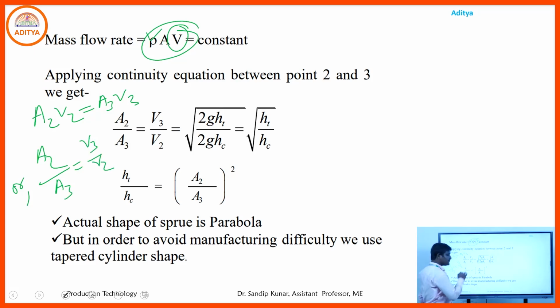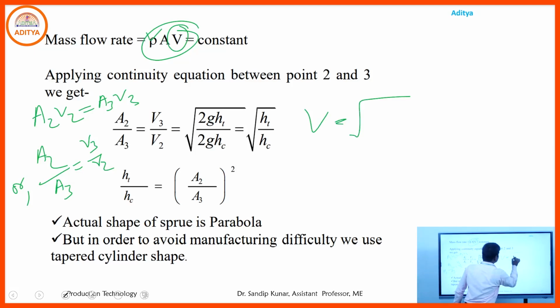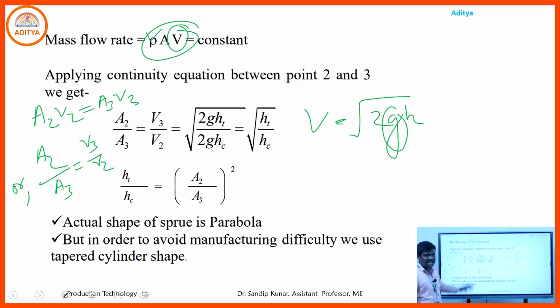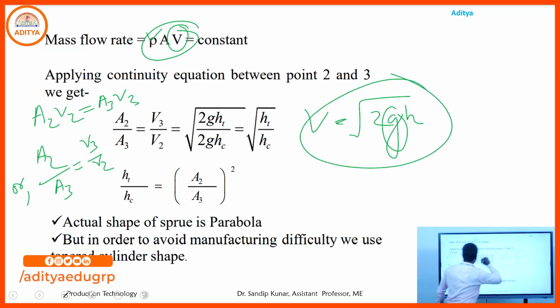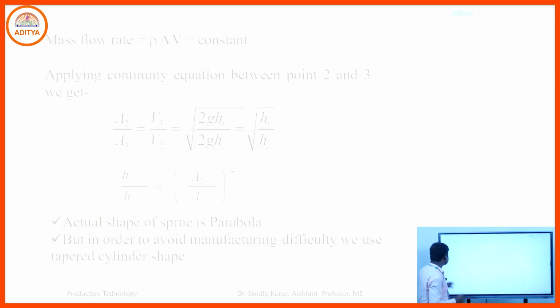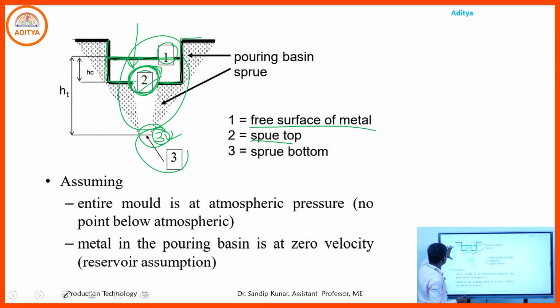We also know the theoretical velocity formula, V equals root over 2gh, where g is the acceleration due to gravity and h is the elevation height. Based on that theoretical velocity formula, we can write V3 equals root over 2 g ht, where ht is the elevation head. From section 3, the elevation is HT, and from section 2, the top surface of the sprue, the elevation head will be HC.